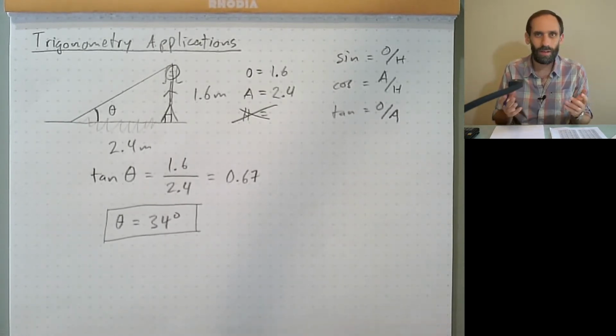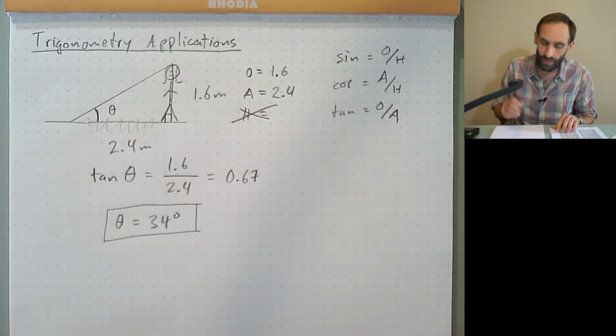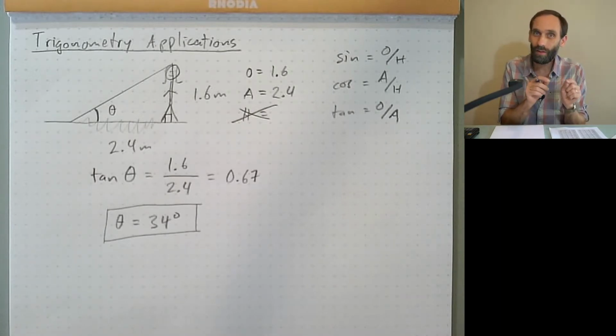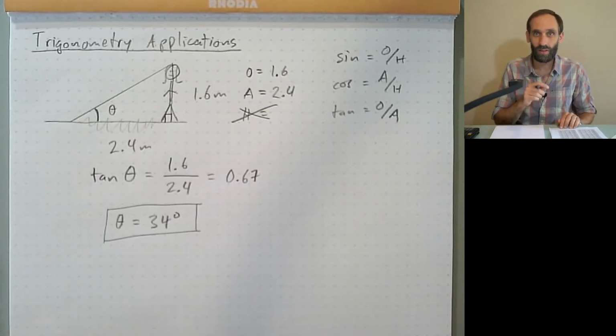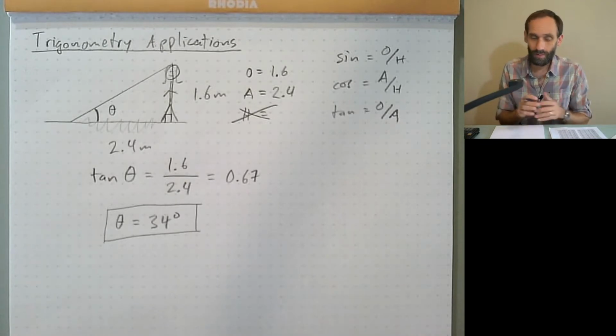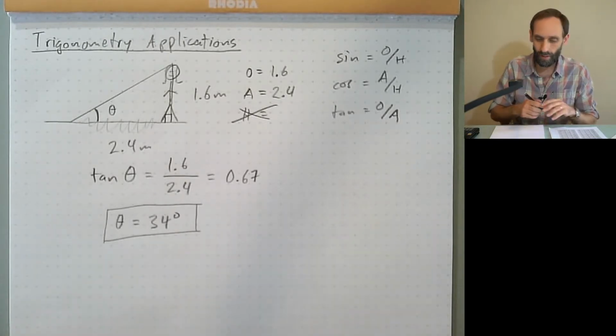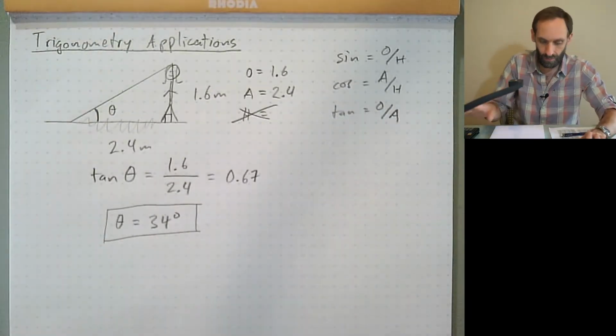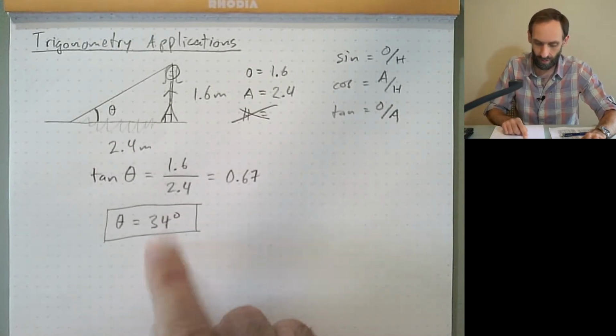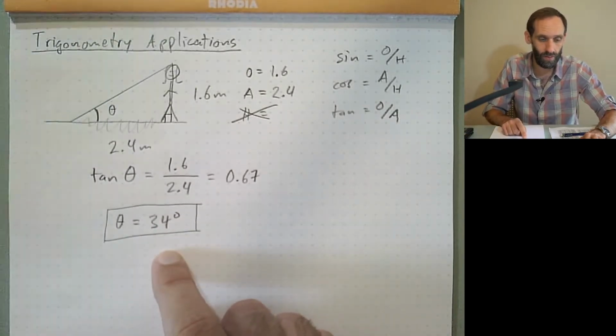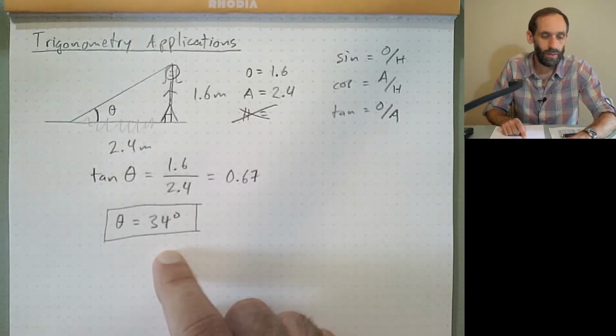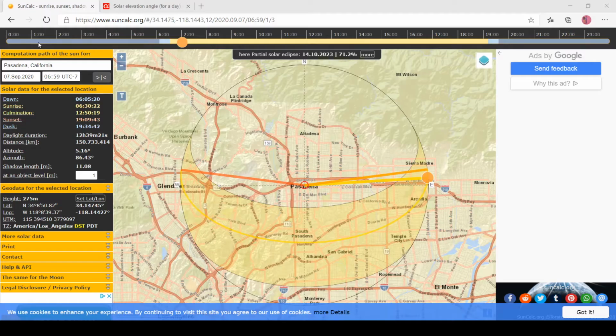And they might give me a time, and I can use this ratio to figure out if they were telling me the truth, if that was actually the time of day that they took the measurements. And so let's look at how we could do that. So let's remember here that our angle of the sun is at 34 degrees. Okay, so let's switch over to the internet.